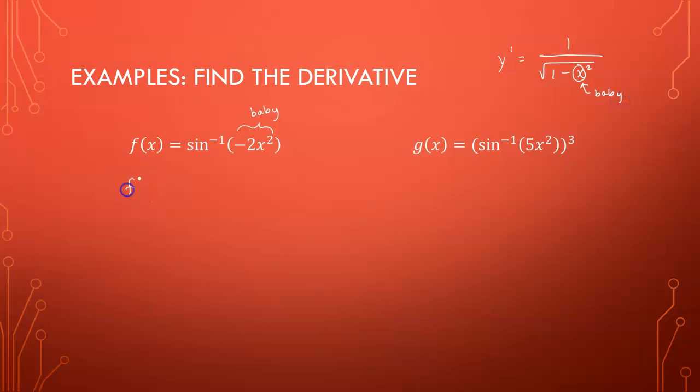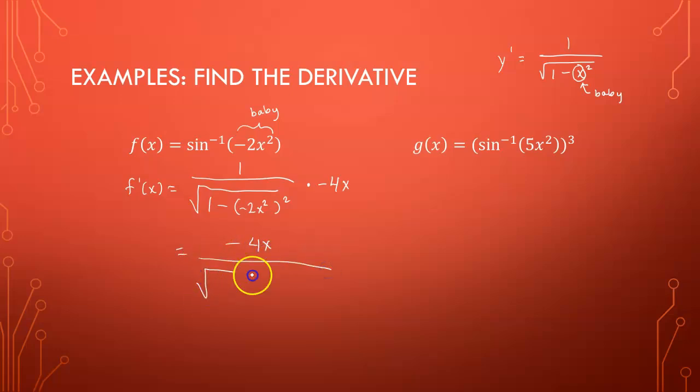So if I take this derivative, I get 1 over root 1 minus squared. And what goes in there is going to be the baby left alone. And then I'm going to take the derivative of that baby, so it's going to be -4x as that derivative. There's not really a nicer way to write this. I could just write -4x over the square root of 1 minus 4x to the 4th. And that is a way of finding the slope of this function at any given point.